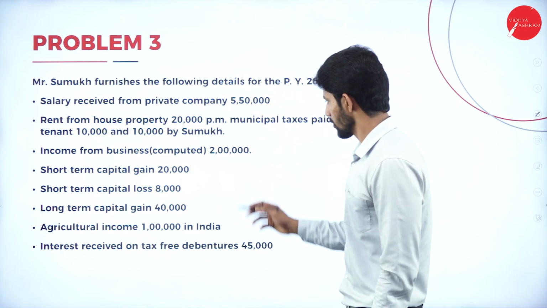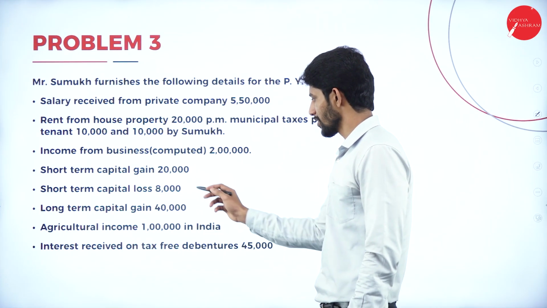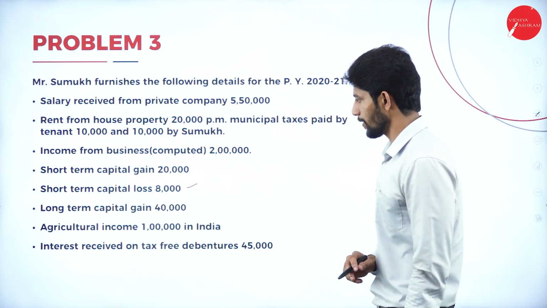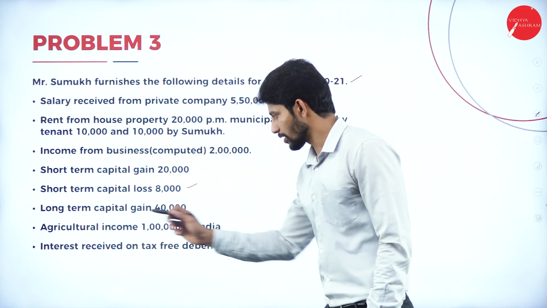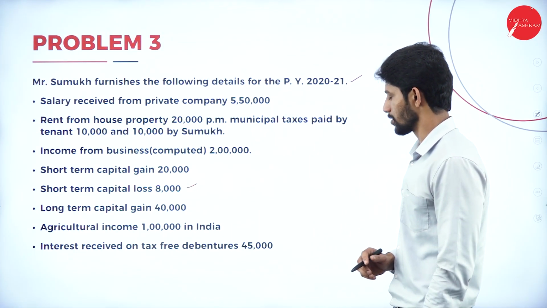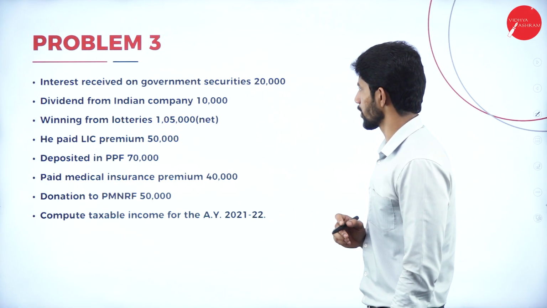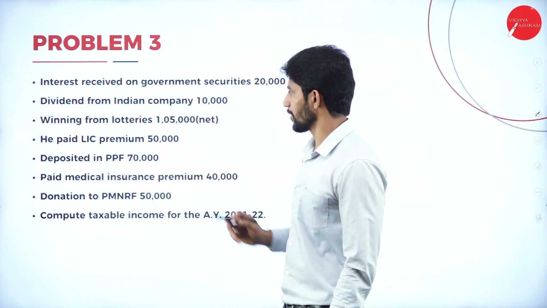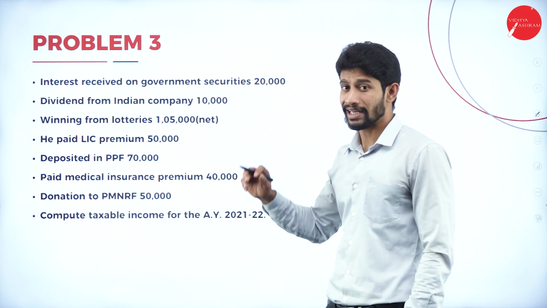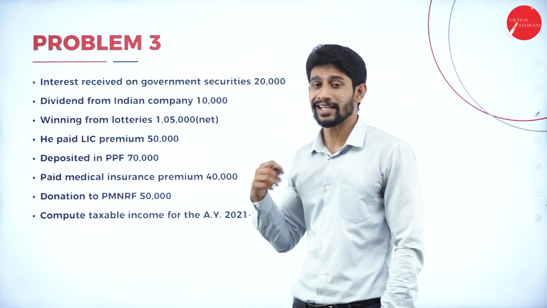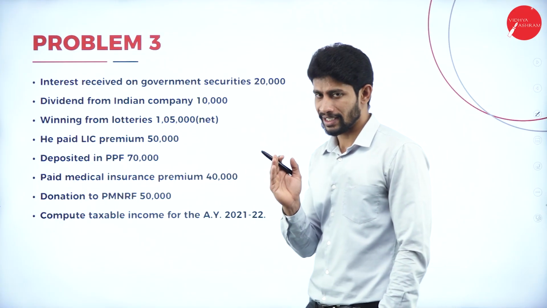Income from business 2 lakhs, short-term capital gain 20,000, short-term capital loss 8,000, long-term capital gain 40,000, agricultural income 1 lakh, that is in India. Next, interest received on tax-free debentures 45,000. Moving on, interest received on government securities 20,000, dividend from Indian company 10,000, winning from lotteries 1,05,000. Net, we are supposed to make it as gross. Net is nothing but the tax amount is already deducted. We are supposed to add back that tax amount.